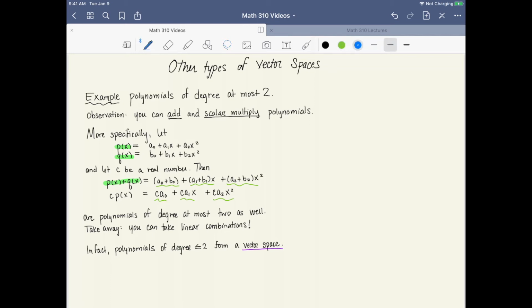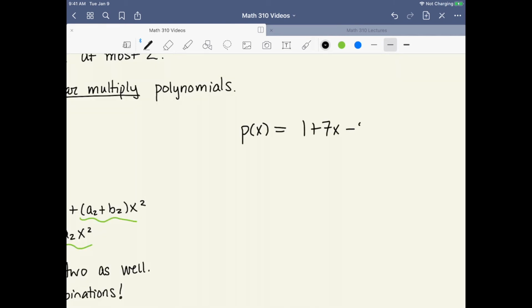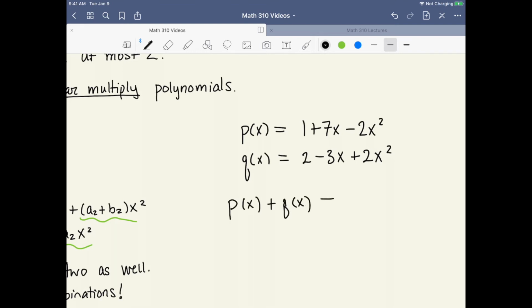Now, it's important to think about the role of the phrase "at most" in this example, because you can think of some polynomials where, when you add them together, you might see some cancellation. For example, if I take the polynomial p of x to be 1 plus 7x minus 2x squared, and I take my polynomial q of x to be 2 minus 3x plus 2x squared. These are both degree 2 polynomials, and when I add them together, p of x plus q of x, obviously I'm going to get 3 plus 4x, and then the minus 2x squared and the plus 2x squared will cancel. So it's possible that the degree of this polynomial can go down.